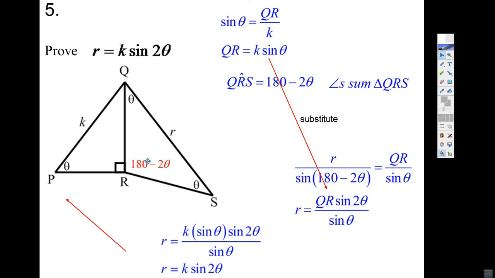And remember that same trick before? If we know these two angles, theta plus theta is 2 theta, then all we do is go 180 minus these two, and we get the angle QRS, the angle that we need to complete the law of sines. So R goes with the sine of 180 minus 2 theta.